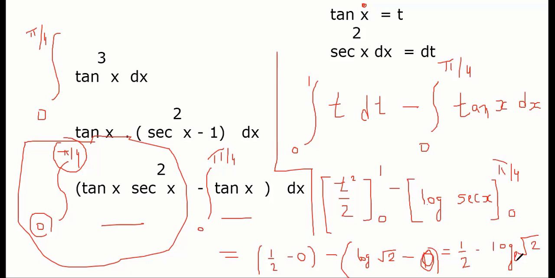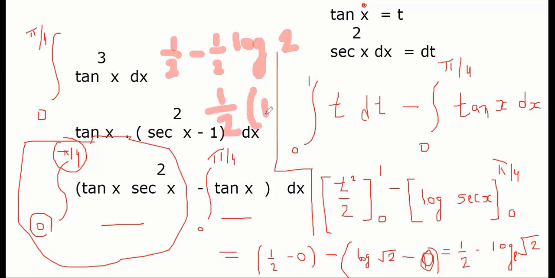Either you can take that as the answer, or you know how the logarithm works. Log of root 2 means 2 to the power half. So half also comes outside. It becomes half minus log of 2 to the power half. So half comes here and becomes log of 2. Correct? That is how the power works in log. Or you take half outside, 1 minus log 2. That is the more simplified one.